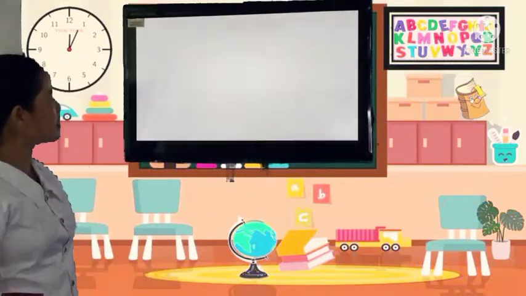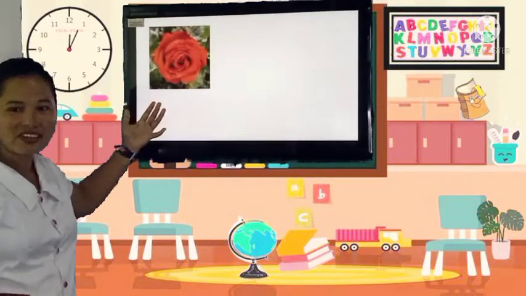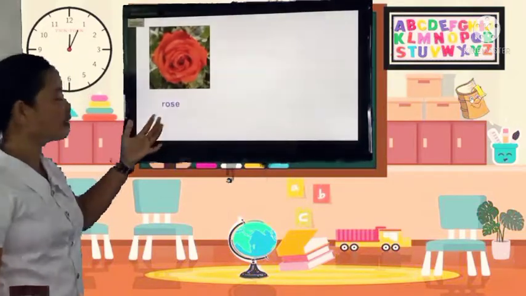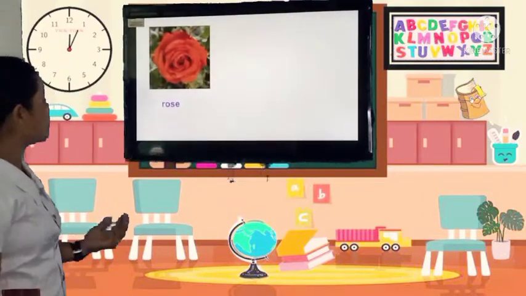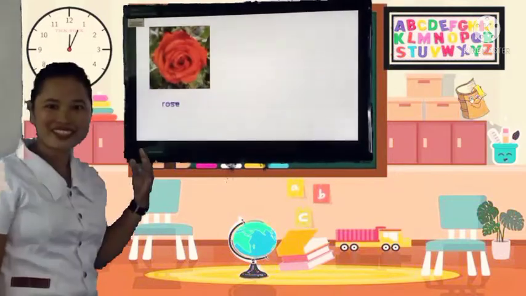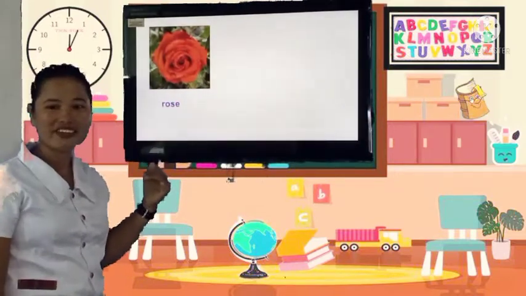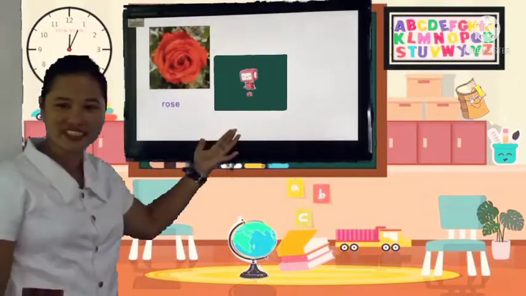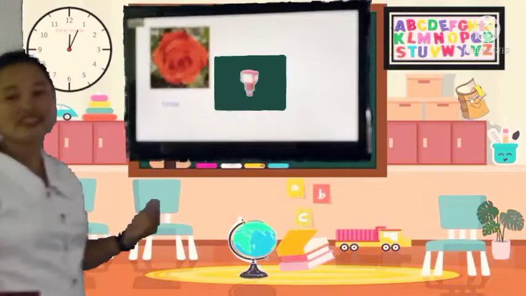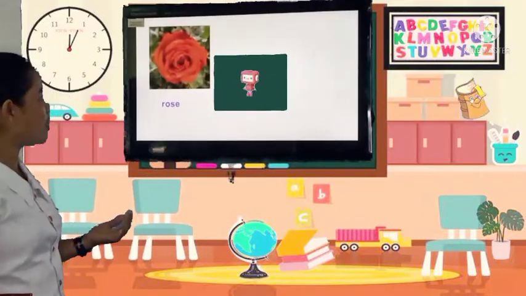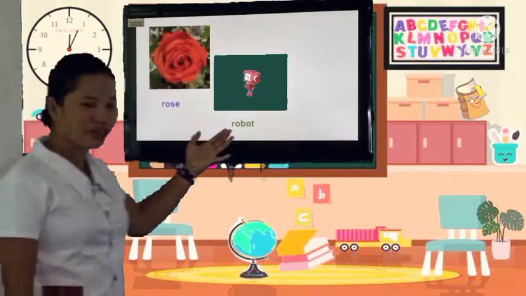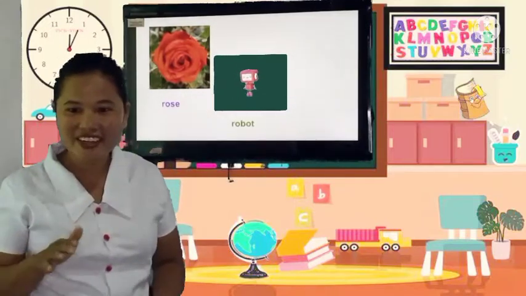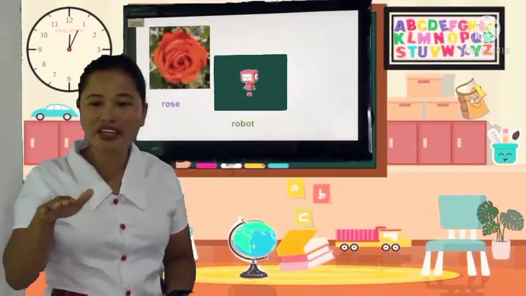Next is? It's a rose. Yes, rose. And rose starts with letter R. Yes, letter R. And what's the sound again of letter R? R. Very good. Okay, next picture. What is this one? Robot. Yes, robot. And robot starts with letter R. What's again the sound of R? R. Like driving.